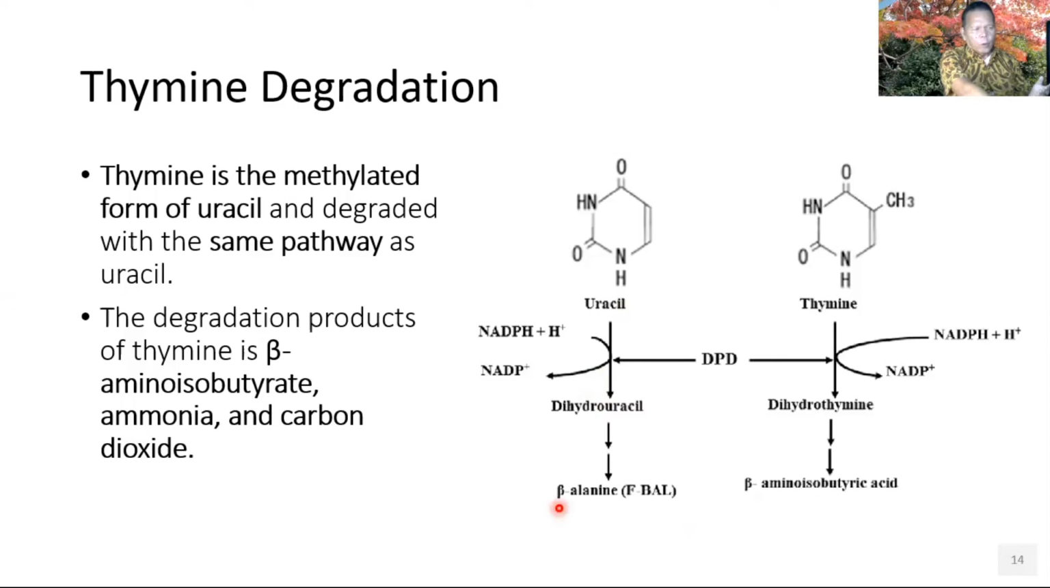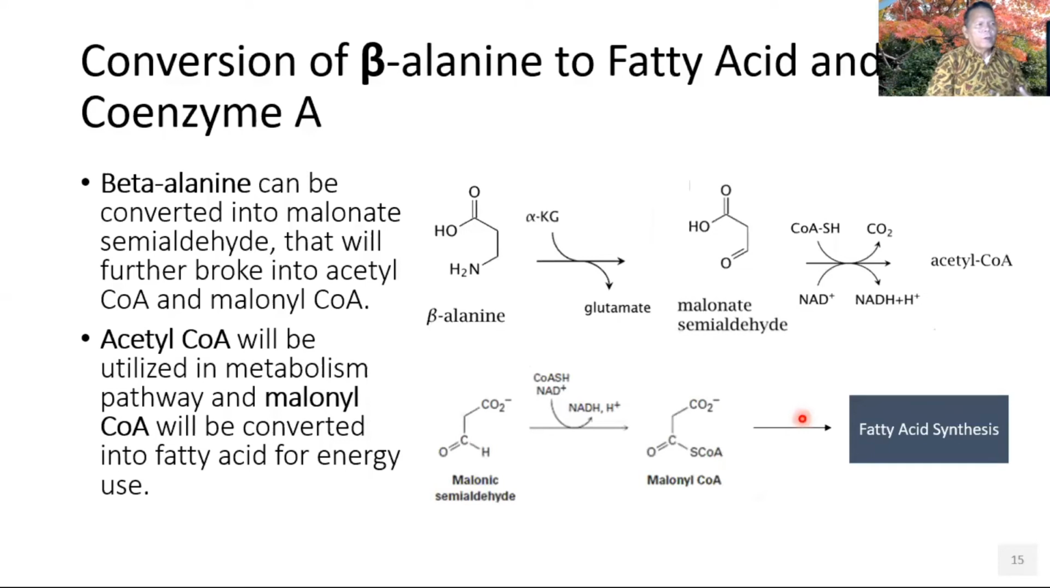In discussing thymine, it will be converted into dihydrothymine, and this dihydrothymine will be converted into beta-aminoisobutyric acid. Then now let's move to conversion of beta-alanine to fatty acid and coenzyme A.